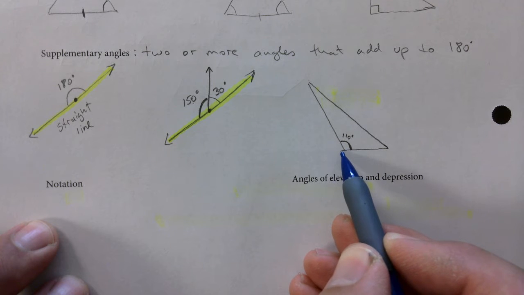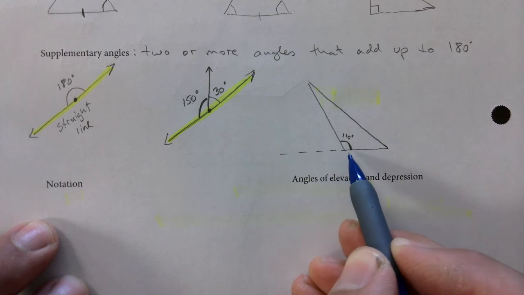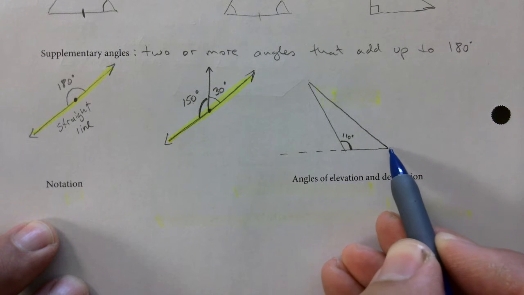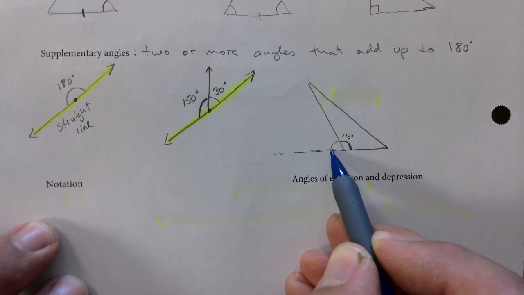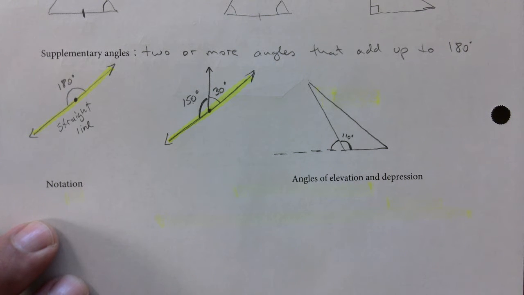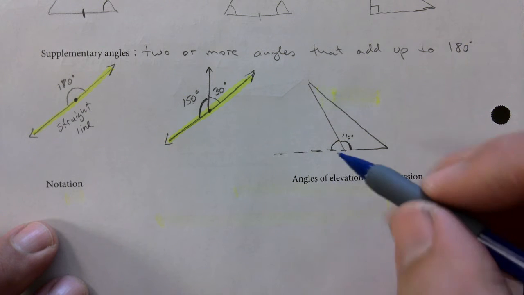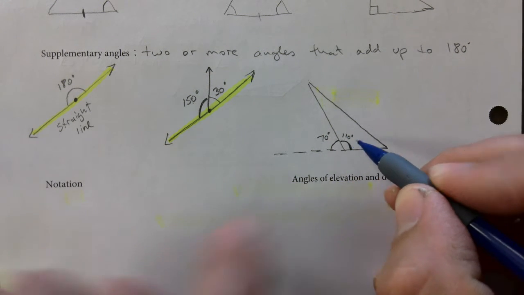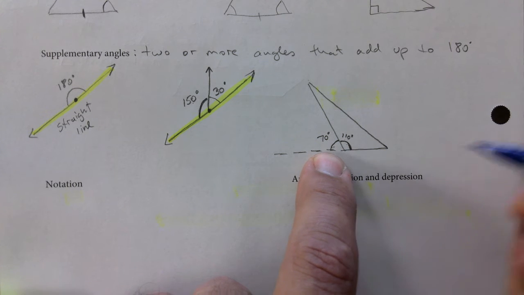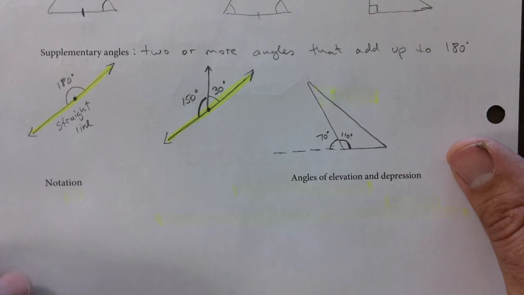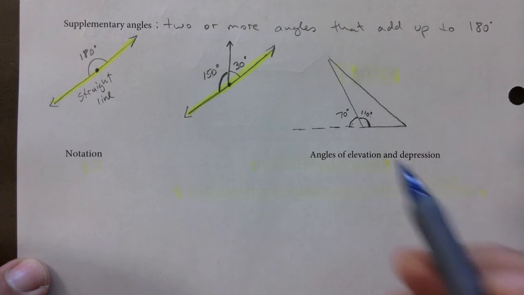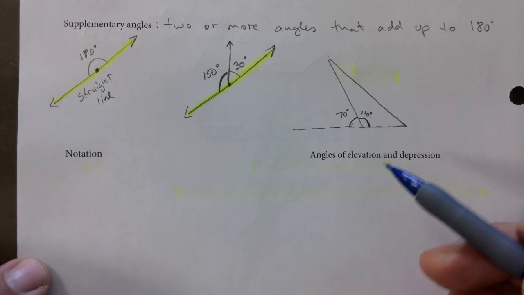So if I told you that that's 110, and you had a dashed line extending, so the baseline is just being extended, what would this be over here? 70, right? Okay. So these two angles here are effectively supplementary as well. So you can have supplementary angles combined with a triangle, right?